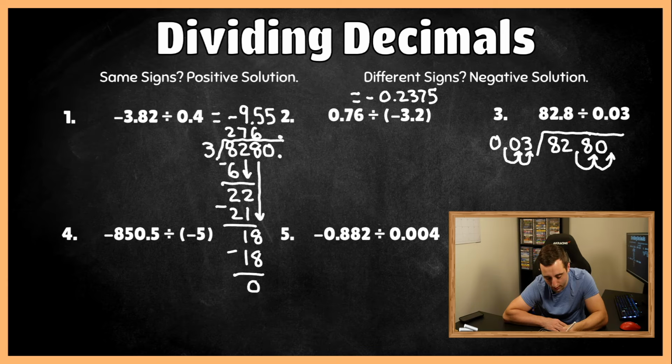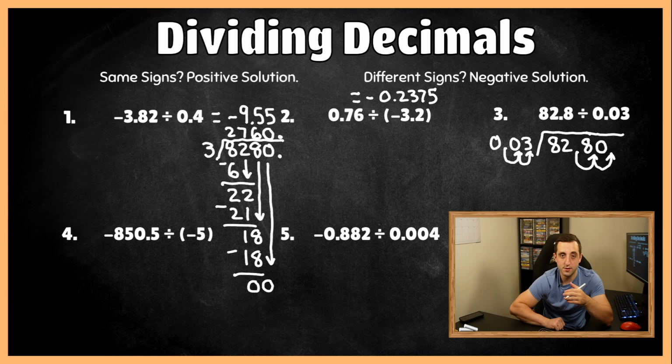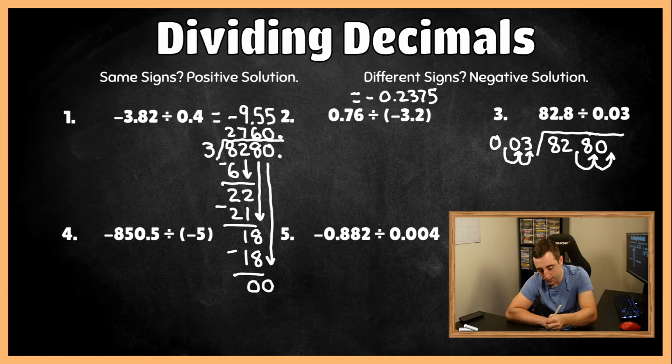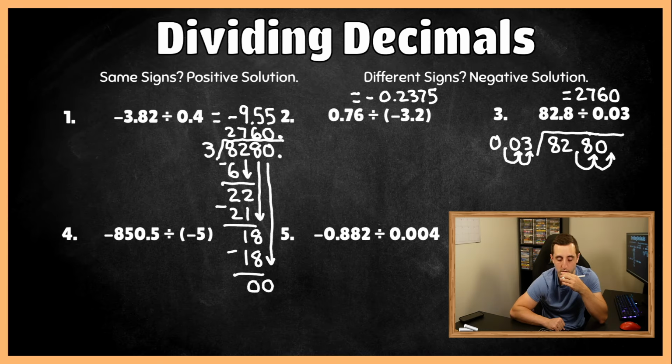However, we still have one more number that we have to utilize, and 3 doesn't fit into 0 at all, so that's when we tack on a 0 here, and we are done. And our final answer is going to be 2,760. That decimal point's not necessary because we ended up getting a whole number, so our solution is going to be equals 2,760, and it's positive for number 3.